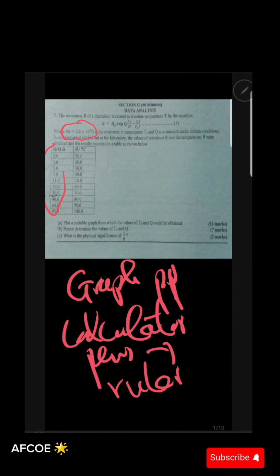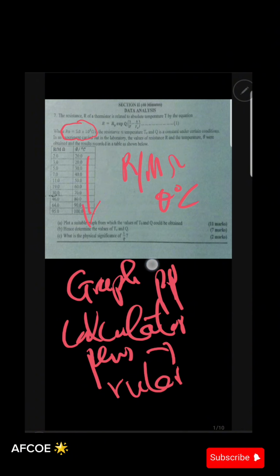Here are the values. This is R in mega ohms, and we have theta in degrees Celsius, and these are the values down the scale. Now the first thing they are saying is to plot a suitable graph from which the values of T naught and Q could be obtained. Hence, determine the value of Q and state the graphical significance of 1 on Q. So that is the question.